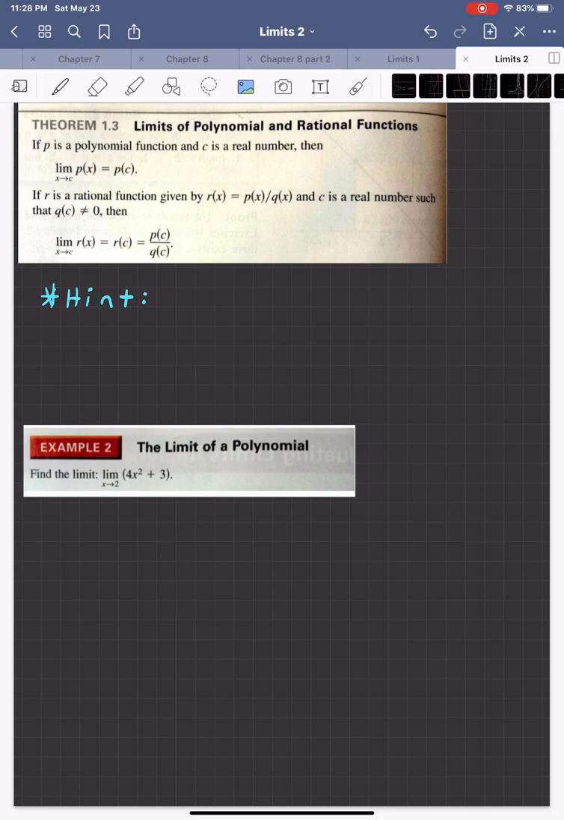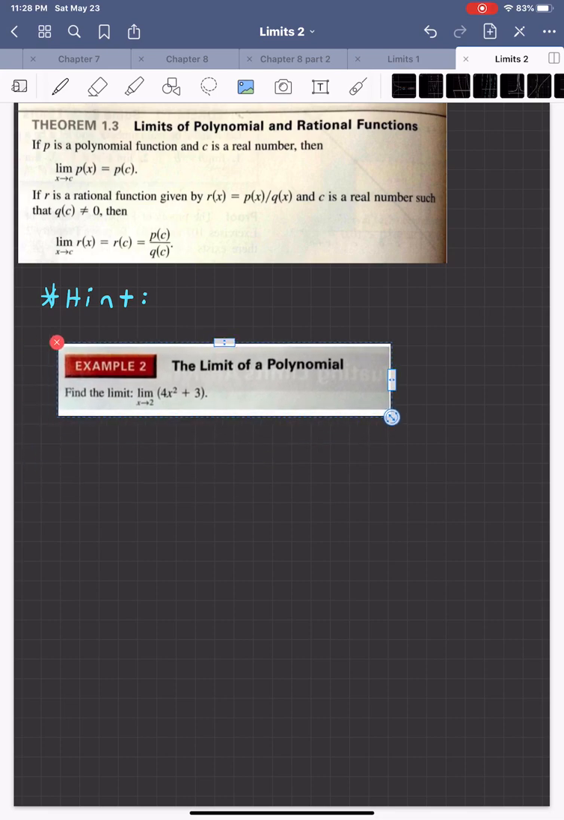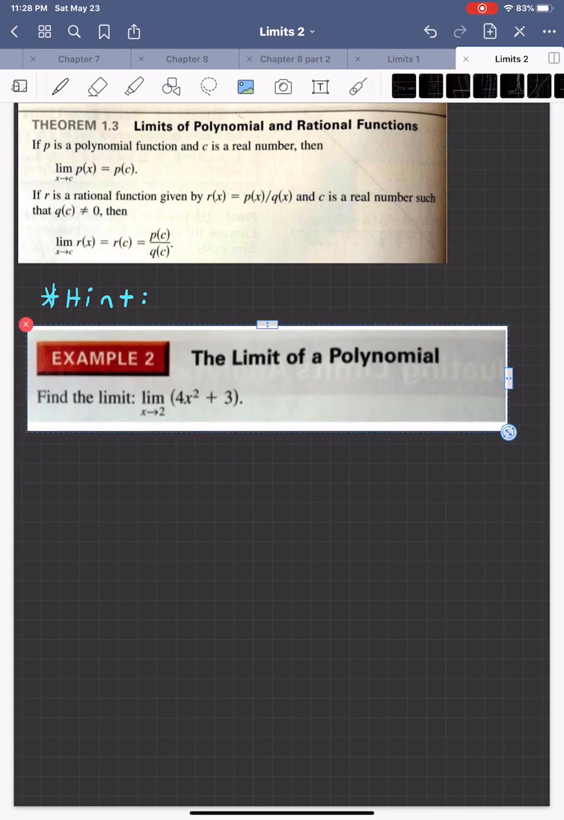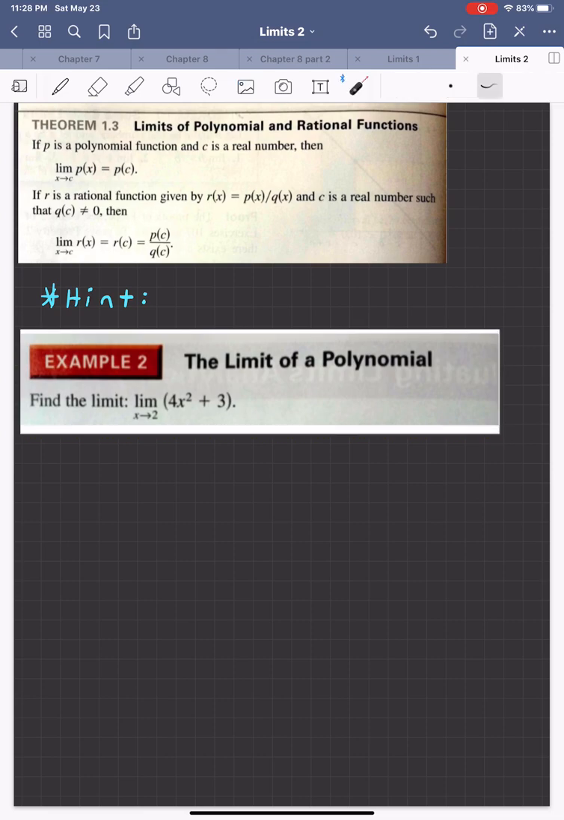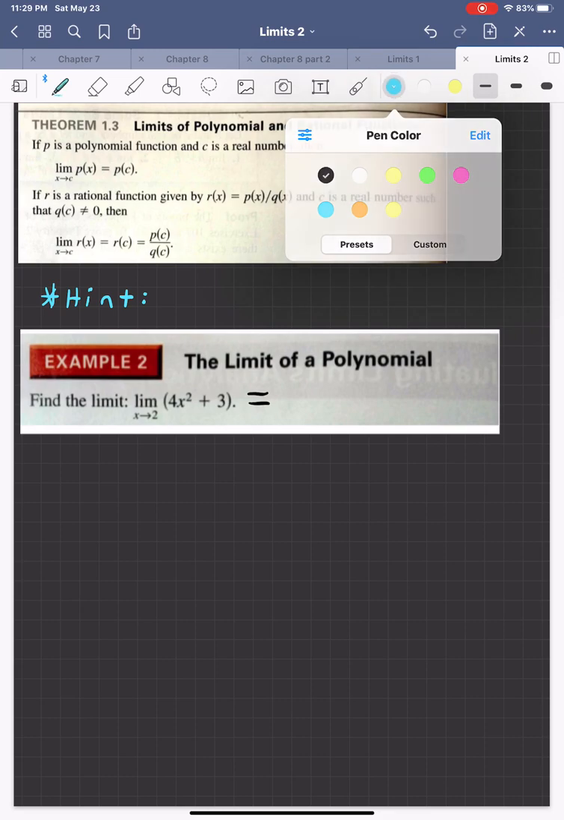So take, for example, and I'll come to that hint in just a second, take, for example, the following question. We want to take the limit as x approaches 2 of the function 4x squared plus 3, right? So this equals what? That's the goal.